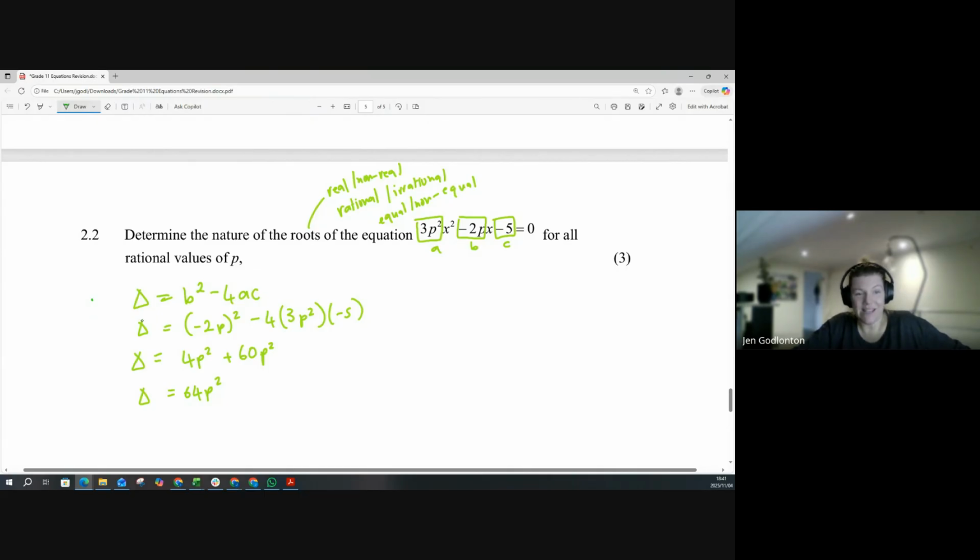So what we would say here is that if, for example, P was equal to 0, then our roots would be real and rational and equal, because we'd only have one answer. We'd have 8 as our answer. And if P is not equal to 0, then it would be real, rational, and unequal. That's what we would say.